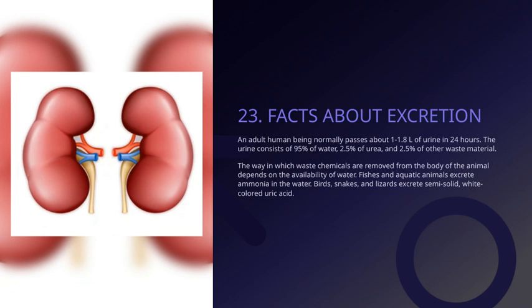For example, aquatic animals like fish excrete ammonia directly into the water. Since they live in water, they can dilute ammonia easily, which is a waste product of protein metabolism. On the other hand, animals like birds, snakes, and lizards excrete uric acid, which is semi-solid and appears as a white paste. This method conserves water, which is especially important for animals living in dry environments or those that don't have easy access to water.